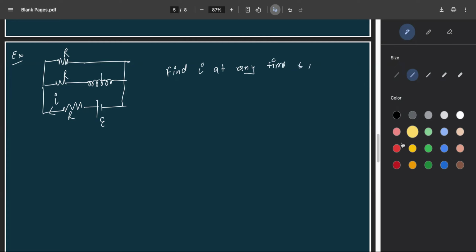Look, let's say from here the current I is going. I1 current is going into this branch and I2 current into the other. So you can say that I is equal to I1 plus I2. What is I1? I1 is a growing current. It is going from 0 to some higher value. We are unaware of that higher value.